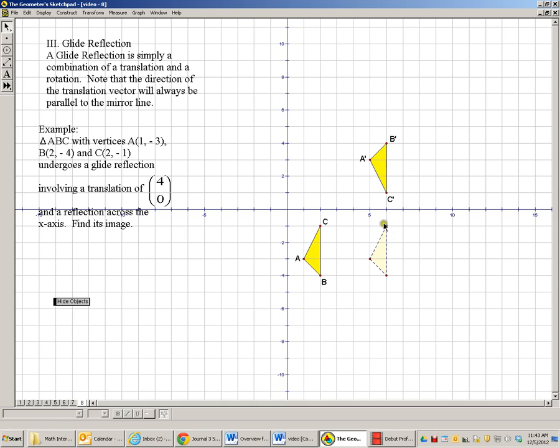And again, that's pretty easy to do, to reflect it across the x-axis. C is 1 away, so C prime is 1 away on the other side. Okay, A is 1, 2, 3 away, A prime is 1, 2, 3 away. So that's where this thing ends up.